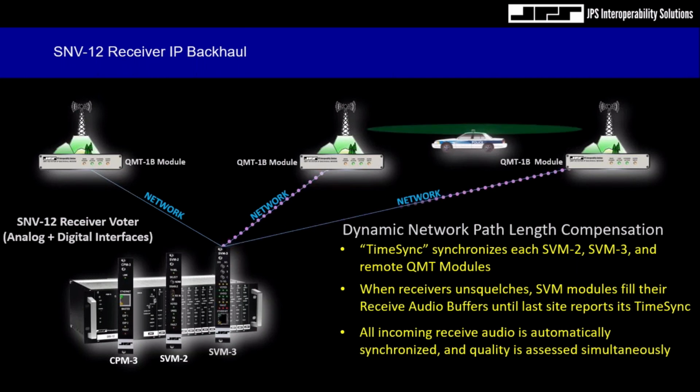And once the last site checks in with its time sync, the modules then dump their buffers, and we simultaneously measure and assess the receive audio quality equally across the board. So we've effectively mitigated the effects of network jitter and the effects of the quantization error upon the receiver's FM spectral noise. And most importantly, this solution does not require GPS or external timing references. No bolt-on solutions, but everything is done internally.